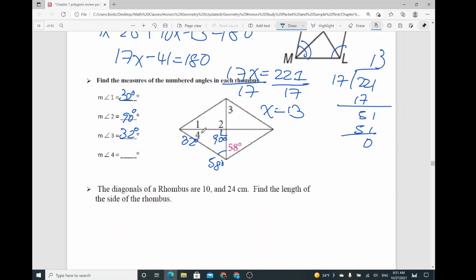Angle 4, well, excuse me, angle 4 is supposed to be 32 degrees. I put it for angle 3, so angle 4 is supposed to be 32 degrees. So this one's 32, this one is 90, and then find the measure of angle 3 right here. This one is also considered 58 degrees. Again, the opposite angles are always congruent to each other. And also the diagonal bisects the angle.